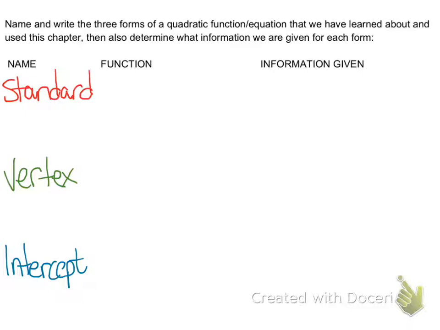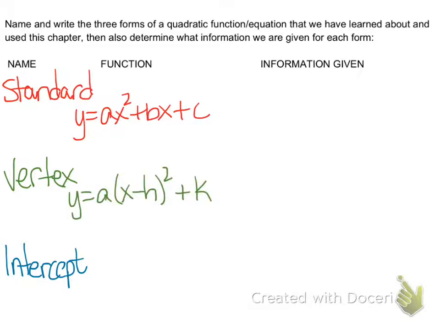So what do each of those three look like? Take another second, pause the video, and write down what standard form of an equation looks like, what vertex is, and what intercept is. And standard is y equals ax squared plus bx plus c. Vertex, y equals a times x minus h quantity squared plus k. And intercept is y equals a times x minus p and x minus q.